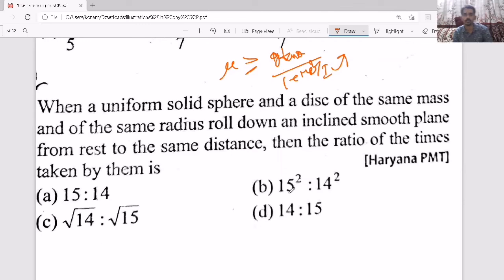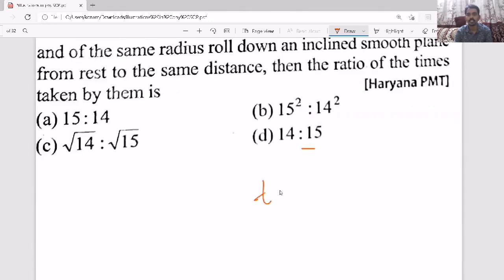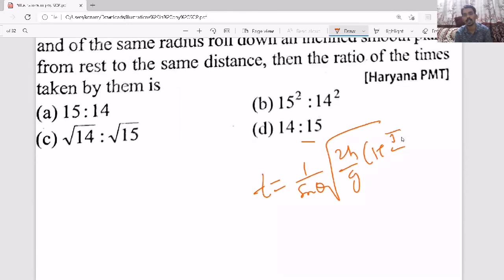Now, when a uniform solid sphere and a disk of the same mass and same radius roll down an inclined smooth plane from rest to the same distance, find the ratio of the times taken. We have the formula for the time taken to reach the bottom of the inclined surface. So take that time formula: 1 by sin theta under root 2h by g into 1 plus I by m r square. Then compare for both the bodies. Then you will get the ratio.